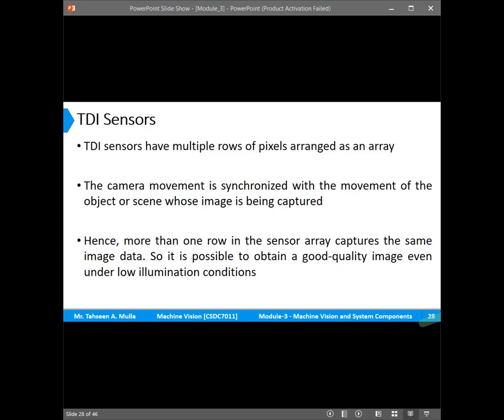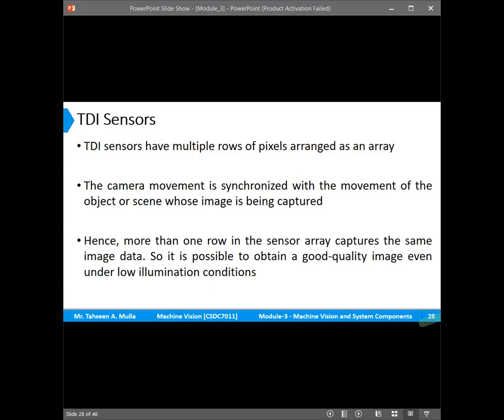But if it is not there, and if our camera moves along with the object or along with the scene, the image we are going to capture can have more than one row in the sensor array which captures the same image data. The moment we say capturing the same image data, this makes it possible to obtain a good quality image, even under low illumination conditions. So if there are no highlight conditions, you have to capture the same area, that same row in terms of array, so that you can get a good quality image.